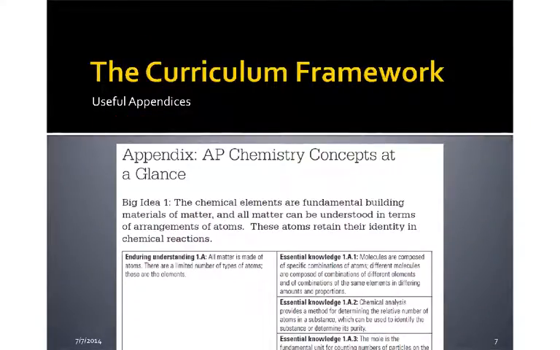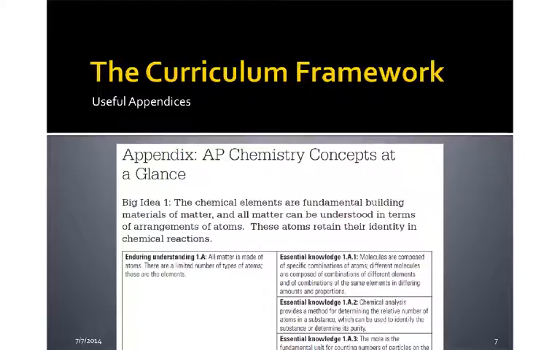Now, you also realize that the curriculum framework is part of your workshop materials. You can also buy the book as a separate document, or you can get it as a PDF file and download it. And that's what I do. I have that on my iPad in my iBooks.